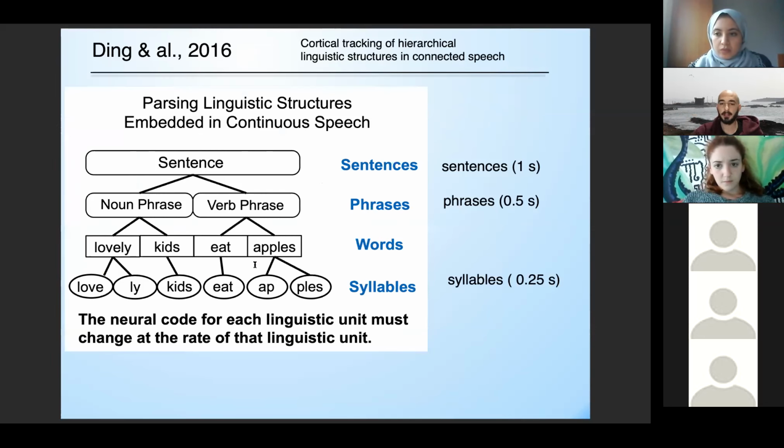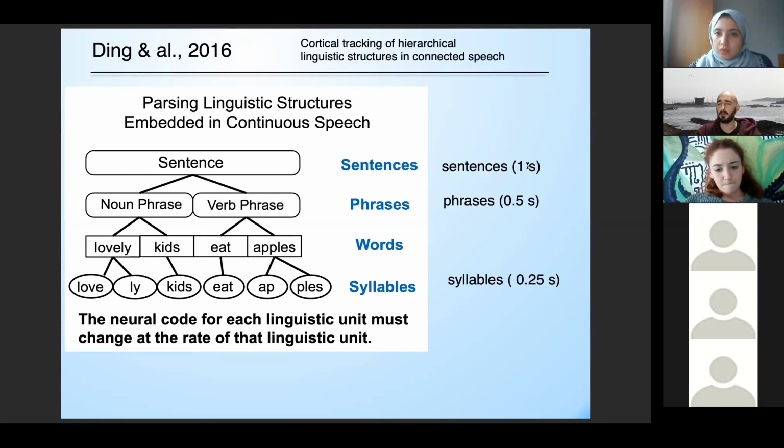Okay. So here's the trick. They made up sentences where the timing of each unit was experimentally controlled, and kept constant. Okay, so every syllable was presented at a 0.25 second rate, so 4 hertz, right? So, for instance, lovely kids eat apples. And then words, nothing particular. But then you have the phrases rate at 2 hertz, so 2 phrases per second, and the sentence at 1 second. Okay, so in 1 second they would present lovely kids eat apples.